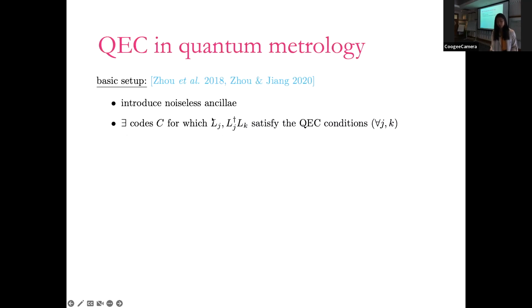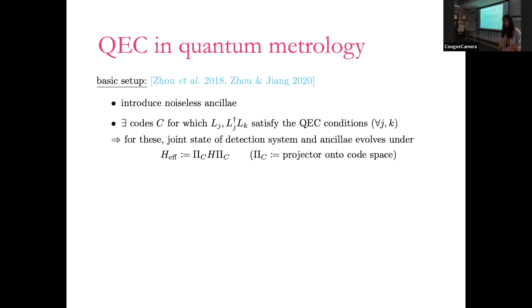So they show that there are error correcting codes, in other words, subspaces of the joint detection system and ancilla Hilbert space, for which the Lindblad operators L_j and the L_j† L_k satisfy the quantum error correction conditions, like the Knill-Laflamme error correction conditions. And then they show that for any such code, the joint state of the detection system and the ancilla evolves unitarily in the code space according to this H effective, which is the projection of the Hamiltonian onto the code space.